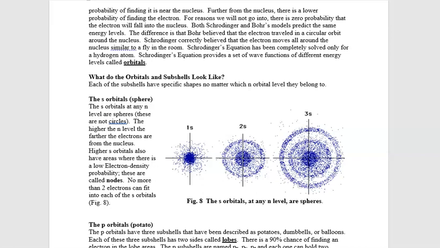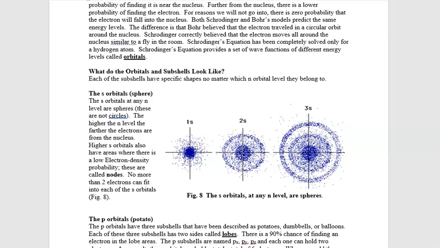Okay, both Schrödinger's and Bohr's models predict the same energy levels. The difference is that Bohr believed that the electron traveled in a circular orbit around the nucleus, the kind of model that we've been using in this class since the beginning, just these nice circular orbits. Schrödinger correctly believed that the electron moves all around the nucleus, similar to a fly in the room. Schrödinger's equation has been completely solved only for a hydrogen atom. Schrödinger's equation provides a set of wave functions of different energy levels called orbitals.